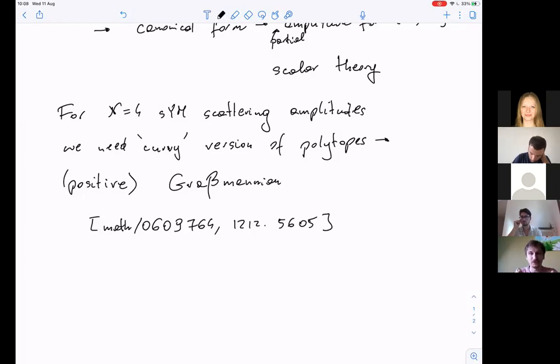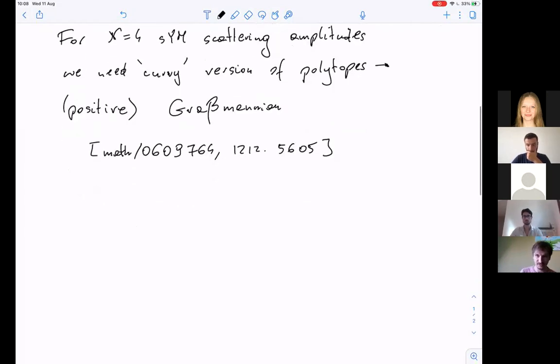Okay, so the plan for today is I just want to describe what the Grassmannian is. I want to tell you what the positive Grassmannian is, and I just want to give you one example of how to think about positive geometries associated to Grassmannians. So there is a procedure which allows you to define new geometries from the positive Grassmannian. Okay, so that's the goal for today.